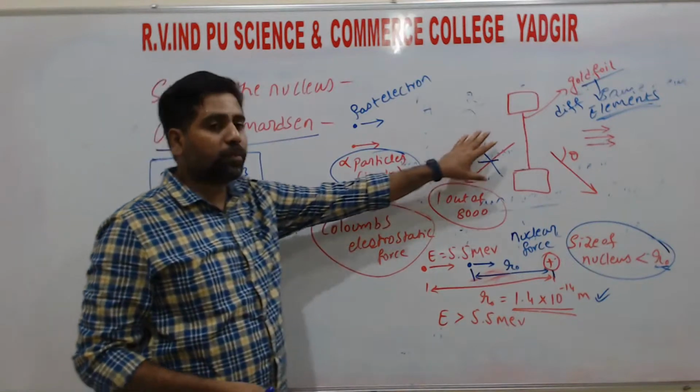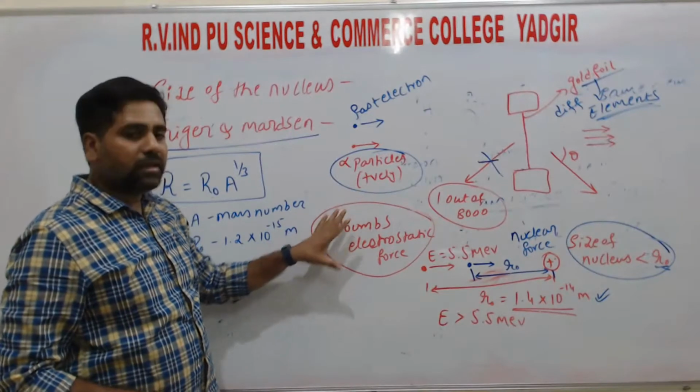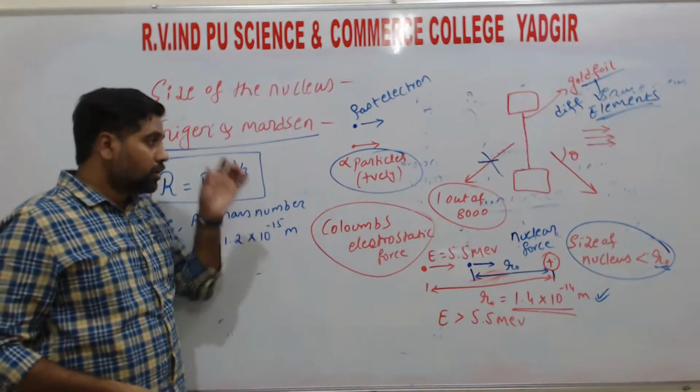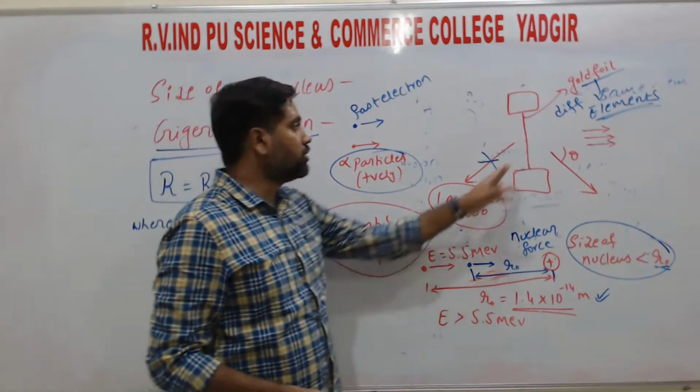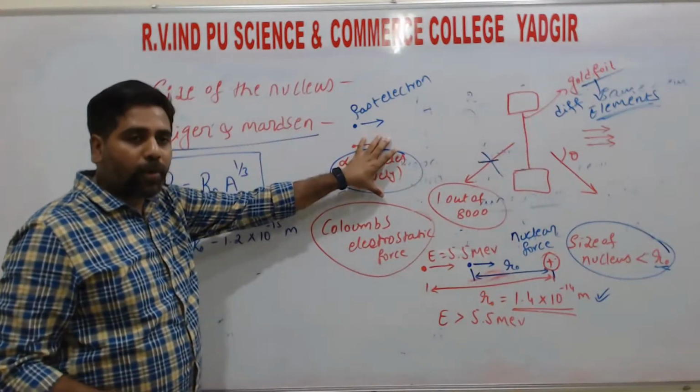So this Rutherford experiment we already discussed in the last chapter, right? That is in the atoms chapter. So according to Rutherford, he considered one thin gold foil, and this gold foil is bombarded with alpha particles.